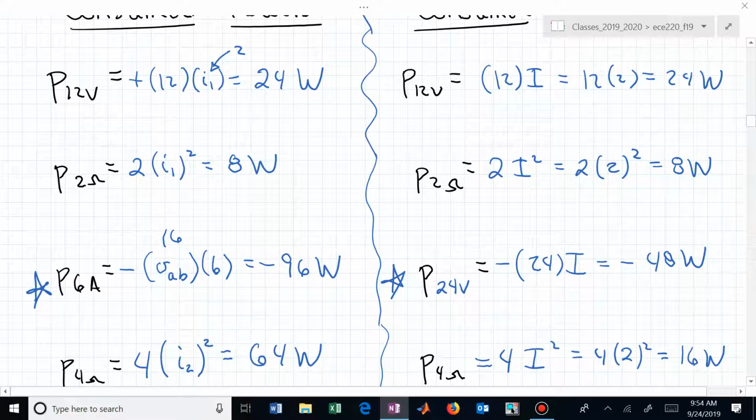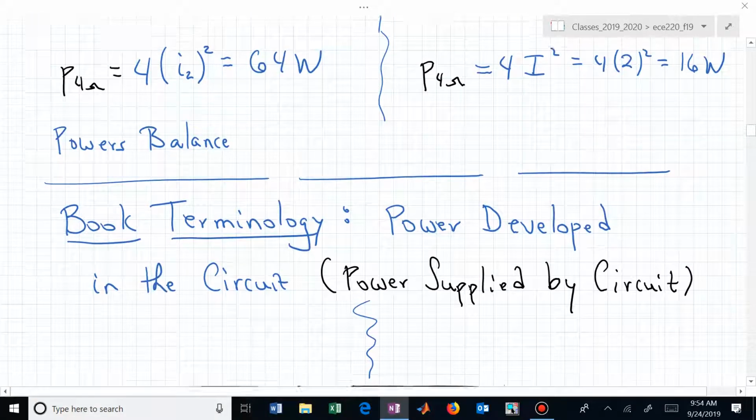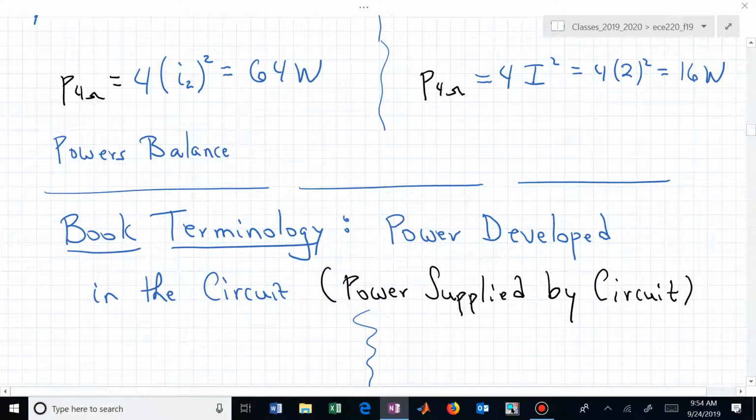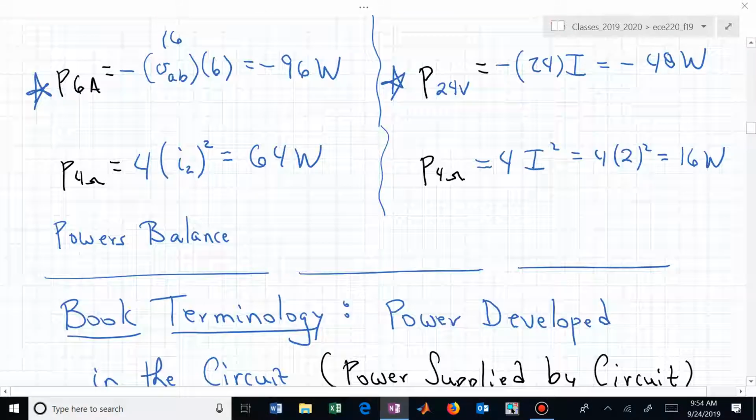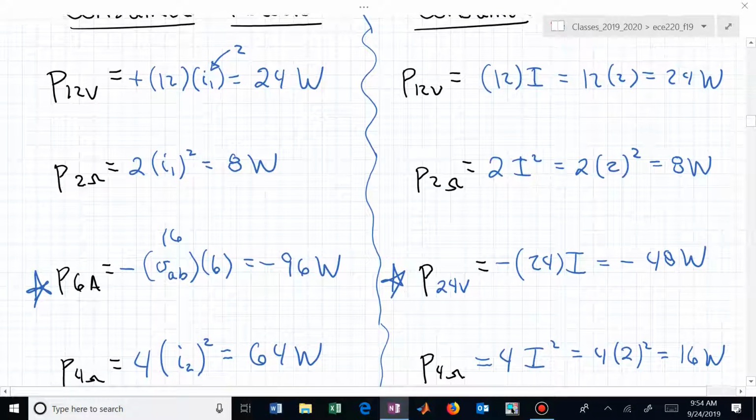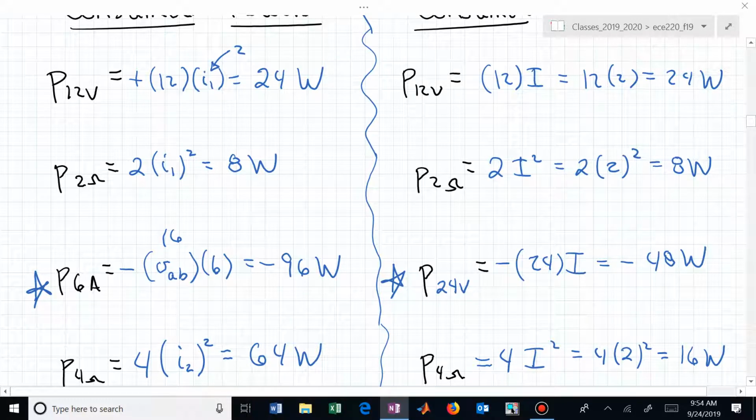Yes, so we're okay there, but now, if we were using the book's terminology, what's the power developed in the circuit on the left? The developed power is what is supplied by the elements in this circuit. That one source is developing 96 watts.